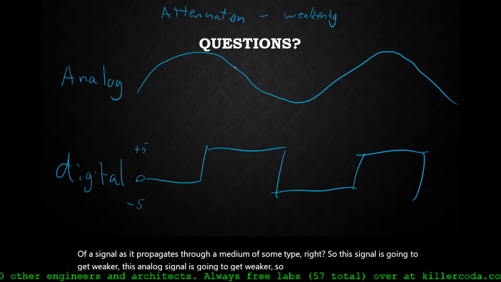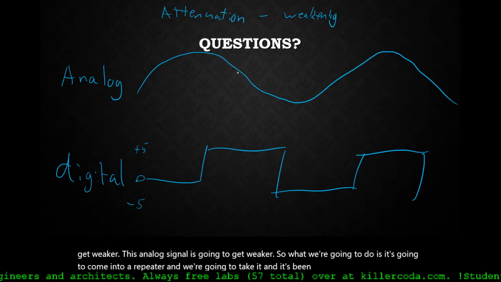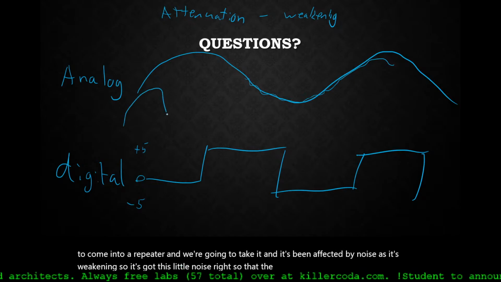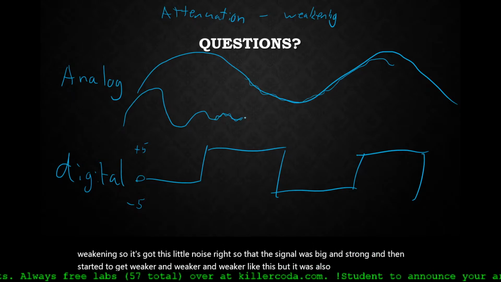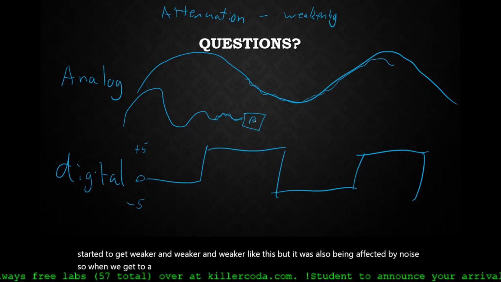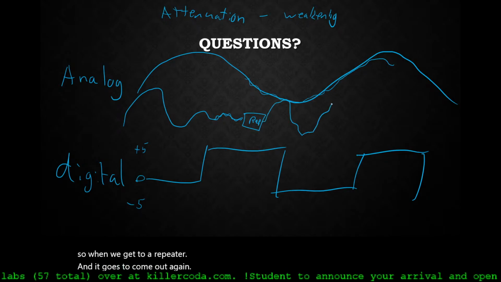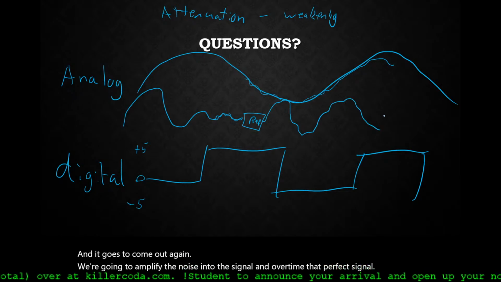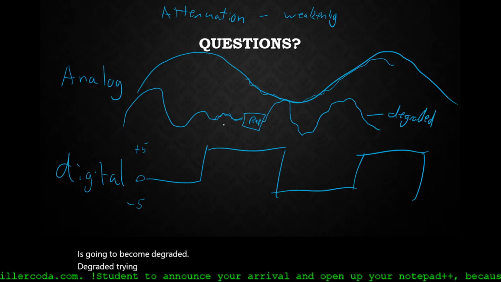So it's going to come into a repeater, and it's been affected by noise as it's weakening. So it's got this little noise. The signal was big and strong, and then it started to get weaker and weaker like this, but it was also being affected by noise. So when we get to a repeater and it goes to come out again, we're going to amplify the noise into the signal, and over time that perfect signal is going to become degraded.